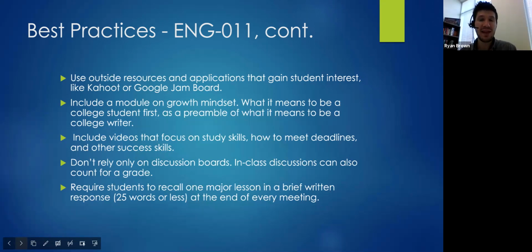I also like at the end of each class, for me personally, to have students write down in 25 words or less one major thing that they've learned. And I think this is a good exercise because it helps them to recall what stood out to them and write that down so it becomes reinforced. And that's also for a grade, but it's very helpful in helping students recall and reinforce the things that they're learning in class.